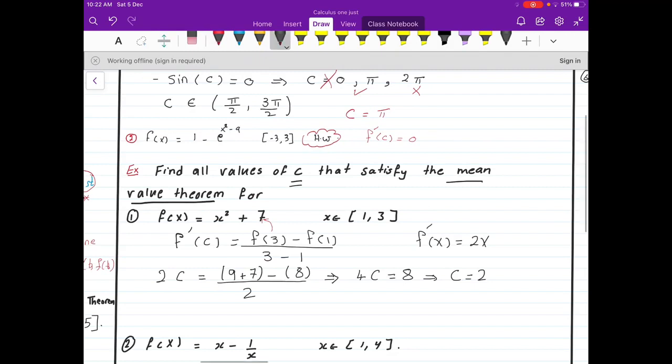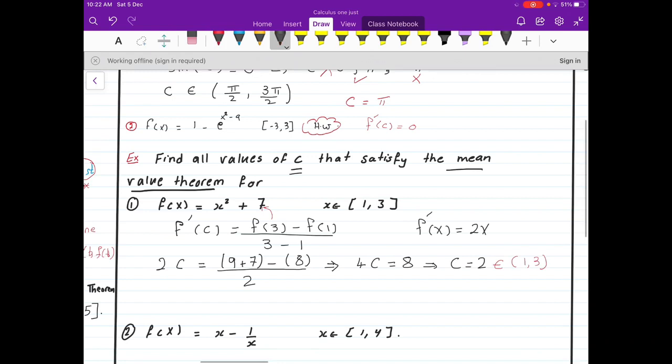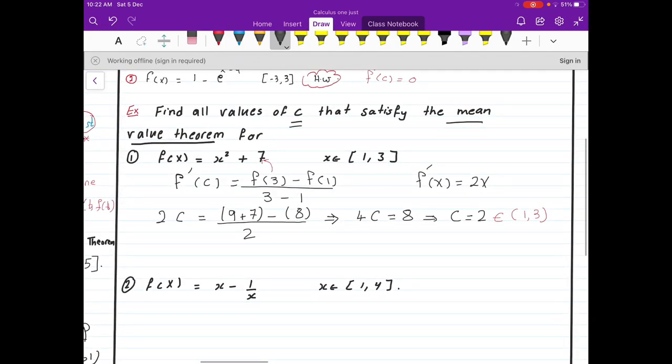هاي 2 must belong to the open interval 1, 3. يجب أن تكون ضمن الفترة اللي عنا. معناته قيمة c = 2. معنى هذا الكلام إنه السلوب ل tangent line عند النقطة 2 equal the slope of the line that joins the 2 points 1 and 3.